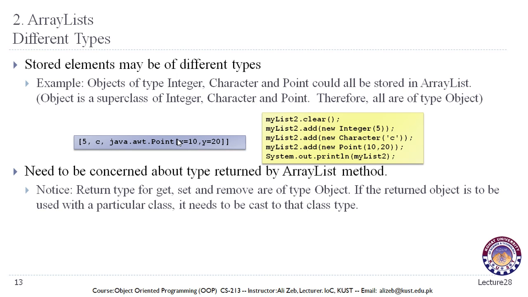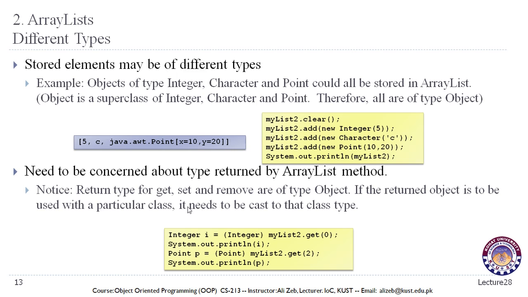If the returned object is to be used with a particular class, it needs to be cast to that class type, and in this case we will be using downcasting since the object will be of type object, and we will be converting that into some of these subclasses if we want to use that object with the particular class.